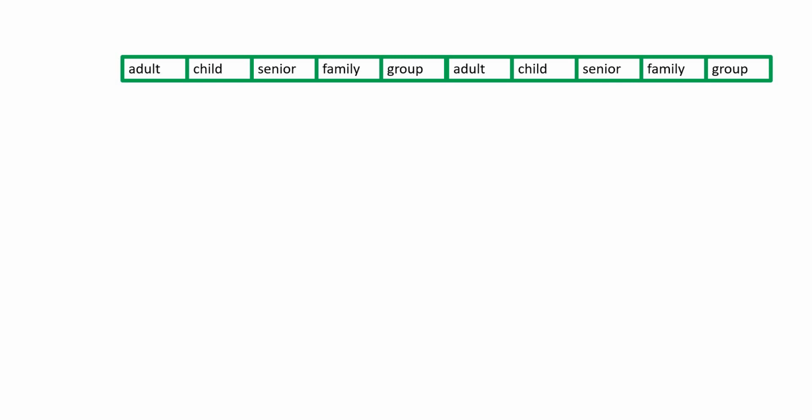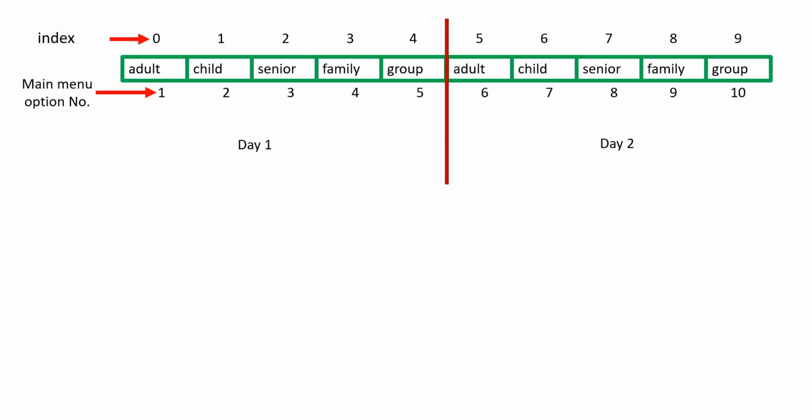I have used an array, and this array contains 10 elements. The first 5 elements will keep the record of day 1, and the second 5 elements will keep the record of day 2. Index numbers will start from 0, 1, 2, 3, and so on till 9. In the main menu, I will display options like 1 for adult, 2 for child, 3 for senior, and so on.